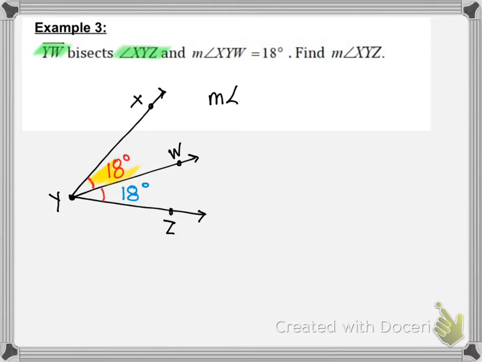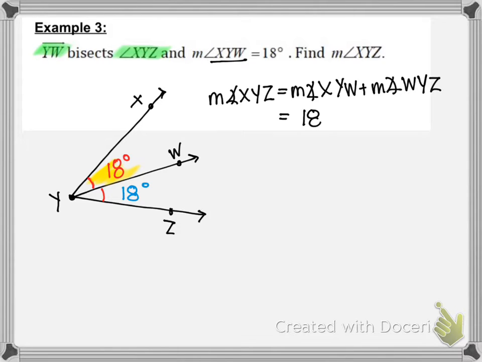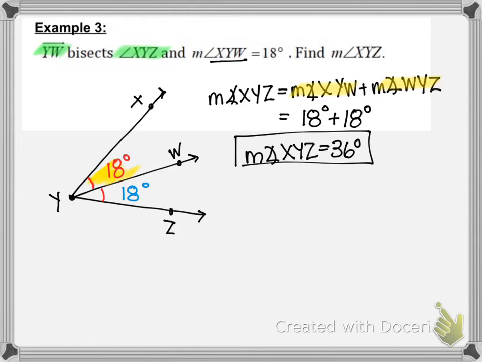So we want the measure of angle XYZ. And we know this is the sum of both of our angles from the bisector. We know the angle XYW is 18 degrees. And that WYZ is the same because we have our angle bisector. So if we add these up, the measure of angle XYZ equals 36 degrees. And we're all set.